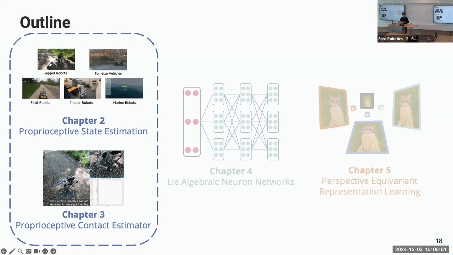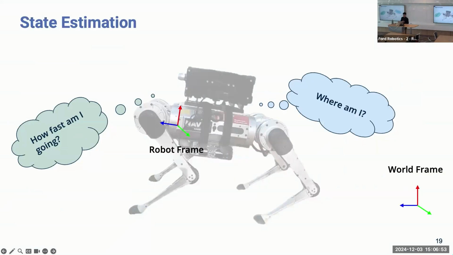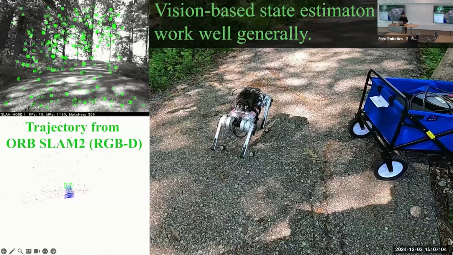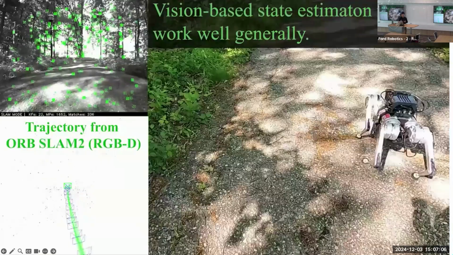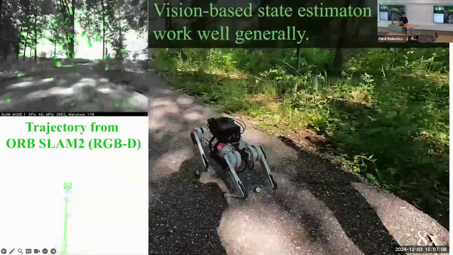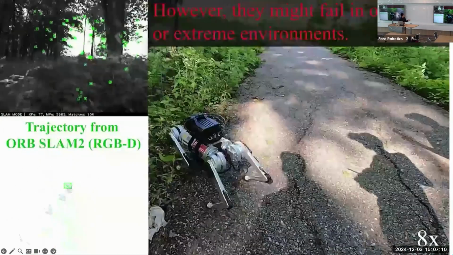So I'll start with the state estimation problem. In the state estimation problem, we're interested in estimating the robot's position, orientation, and velocity with respect to some fixed inertial frame. Specifically, we focus on using proprioceptive measurements. What that means is that we don't use vision sensors. And this is the reason.